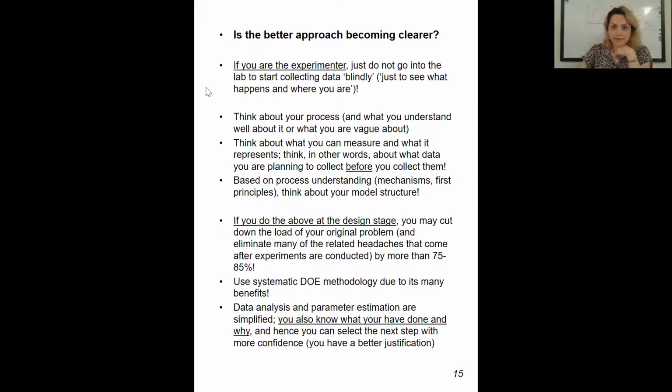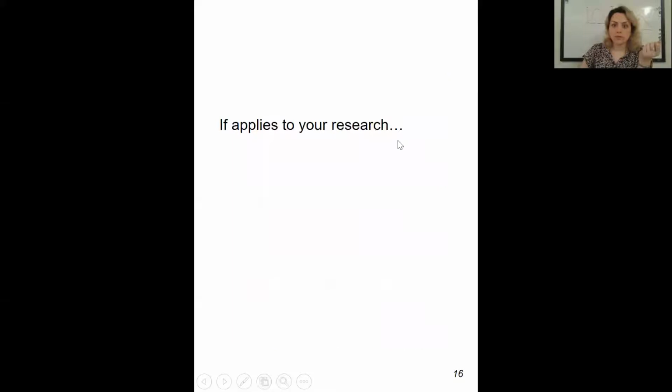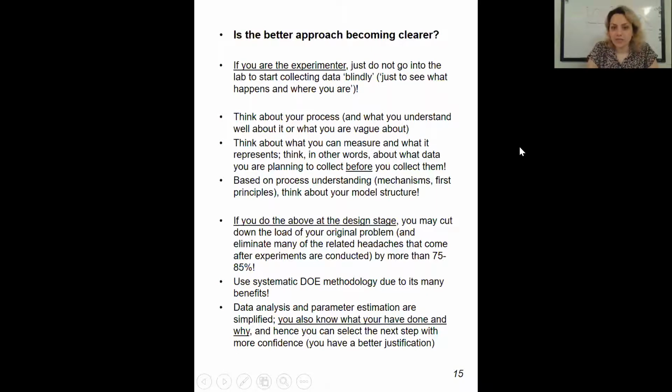Okay, so if you are the experimenter, do not go into the lab to start collecting data blindly and just see what happens. Think about your process and what you understand well about it. For example, if you are working with blood cell counts, you know that you have a Poisson distribution, so definitely you would need to go with the transformation.